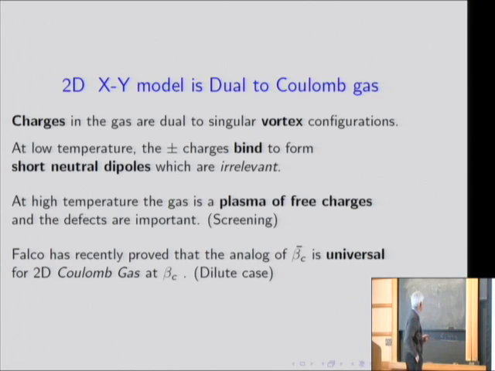At low temperature, these two vortices tend to bind to each other because plus and minus charges tend to attract. And that gives you the low temperature phase. You get neutral dipoles, which turn out to be irrelevant. And at high temperature, you get a plasma of free charges. You can think of these as topological defects in your system, and they run freely. Once they do, it changes the character of the theory, and you get a finite correlation length. So this is the high temperature phase of the theory. This is the dual representation for the XY model.